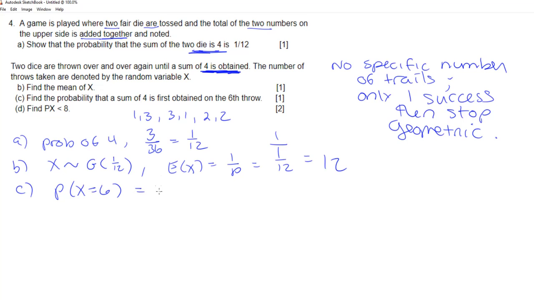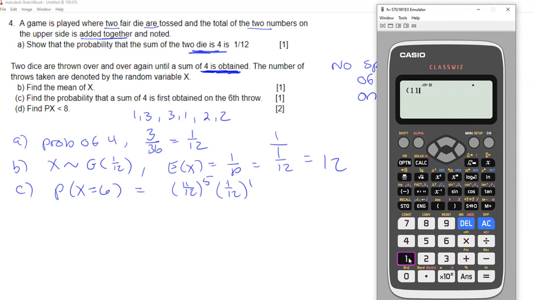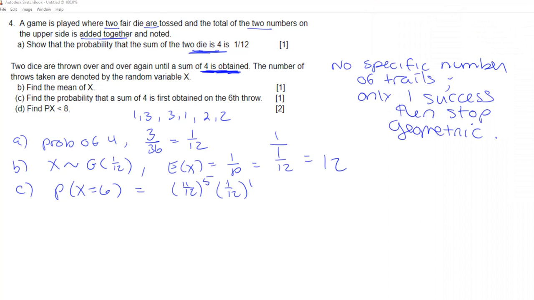And then in part C, it says find the probability that the sum of 4 is first obtained on the 6th roll. So that means we're talking about the probability of x equaling 6. That means we had 5 failures and then 1 success. So it's 11/12 to the 5th times 1/12. And when I plug that into the calculator, I get my answer of 0.0539. And then we just write that down.